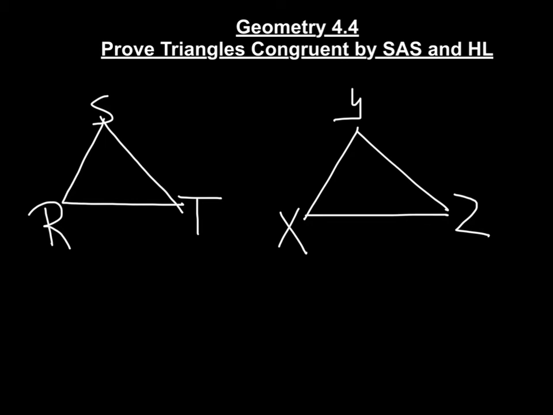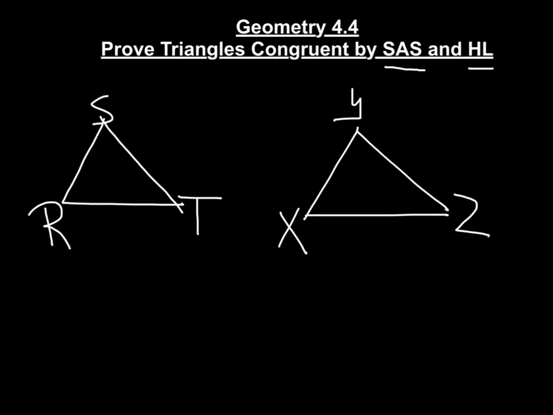Today in Geometry, Chapter 4, Section 4, we are going to prove triangles congruent by using the side angle side, which is the SAS, and the hypotenuse leg theorem. In the last lesson we learned to prove two triangles congruent using SSS, and today we're learning two more theorems. For side angle side, we have to have two sides of a triangle and its included angle.